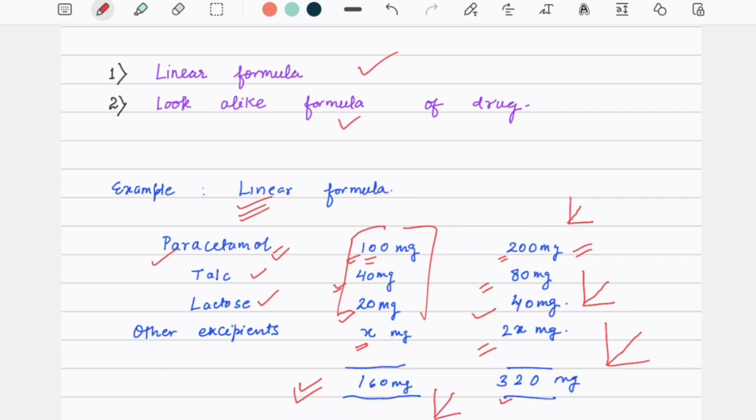Now the composition or strength having more excipient, for example this second strength, has more excipient as compared to the 100 mg strength. Here you can see the talc is 80 mg and the lactose is 40 mg. So the strength having more excipient, or we can say placebo, faces more challenges in terms of extraction and other issues, or in other words it is a worst case scenario. So in the linear formula, in most cases we perform the method validation study on the higher strength, because the challenges in these formulations are more as compared to the lower strength.